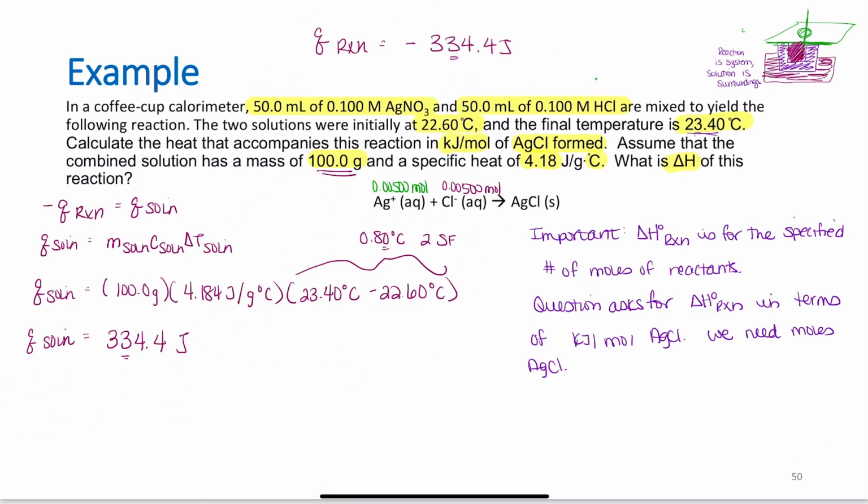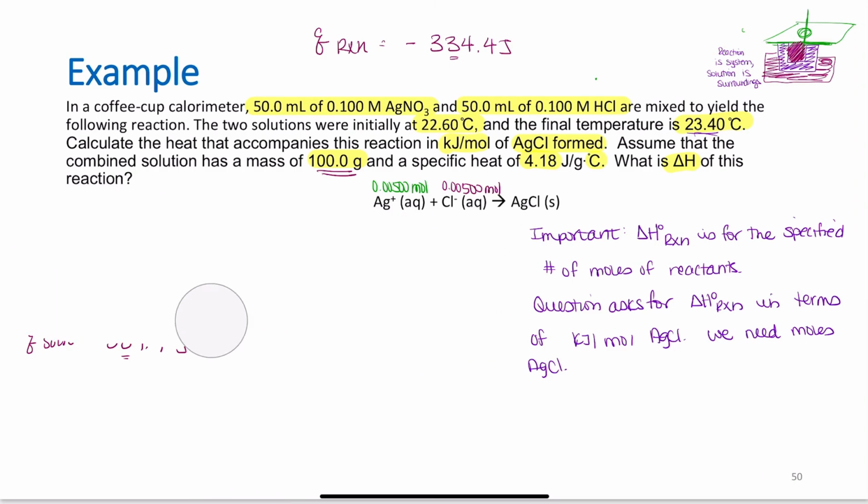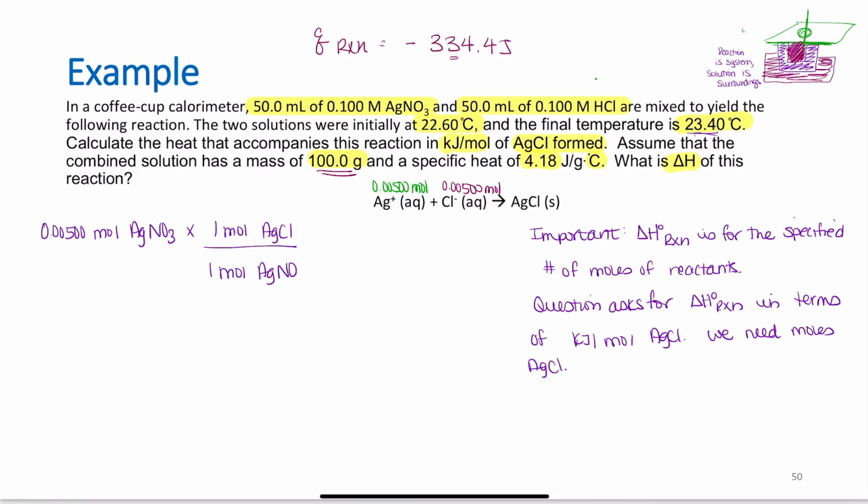Move that up here, find some space again. We know that we have 0.00500 moles silver nitrate or silver ion, whatever you want to say. We know that 1 mole of silver chloride is produced for every 1 mole of silver nitrate. Therefore, we have 0.00500 moles of silver chloride.